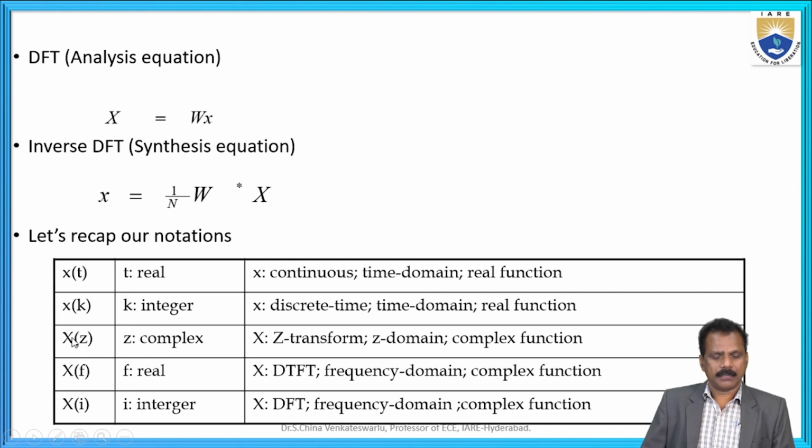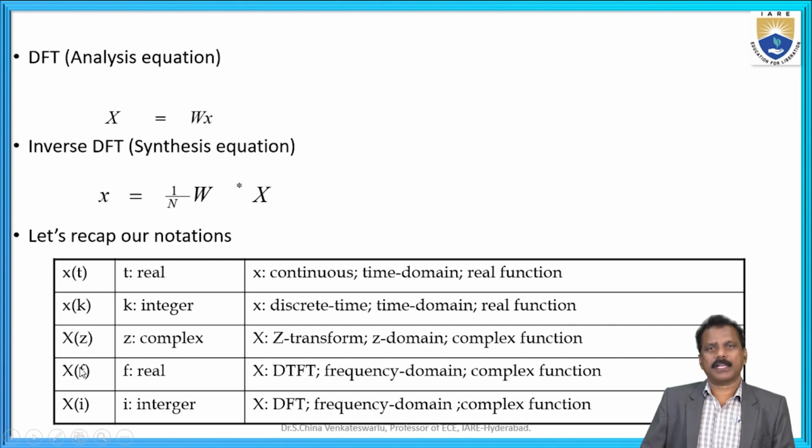Similarly, x of z, where z is complex, is the z transform, in the z domain, or we can consider it a complex function. Here, all of these are real functions. Now once we use the z transform, it is the z domain with a complex function. Next, coming to x of f, this is the discrete time Fourier transform. How do they vary? Up to this level, these two are the time domain, right?